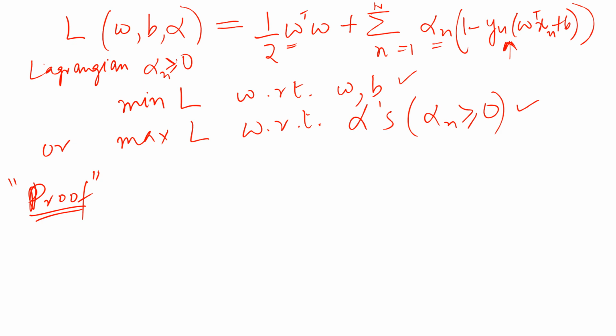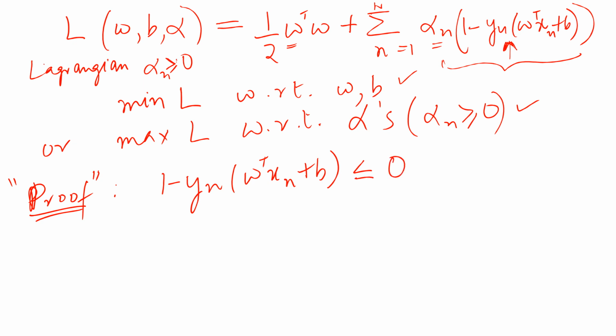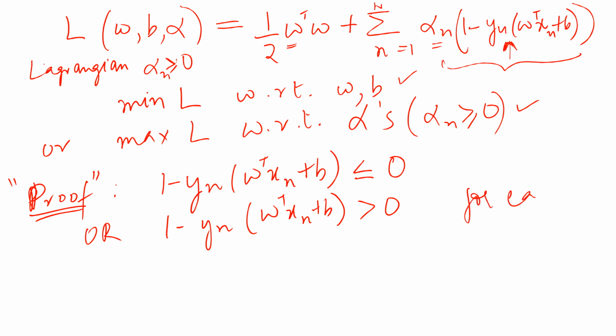All right, so looking at this part here, we can think of a lot of things when we look at it. One thing is that there are two possibilities for this particular term. Either 1 minus yn (w transpose xn plus b) is less than or equal to 0, or the other possibility is that exactly this thing, yn (w transpose xn plus b), is greater than 0 for each n. So either one of them is possible when I'm trying to solve the problem.